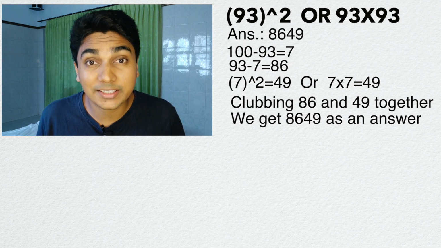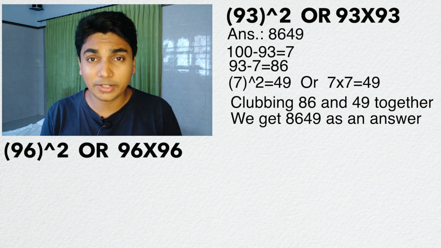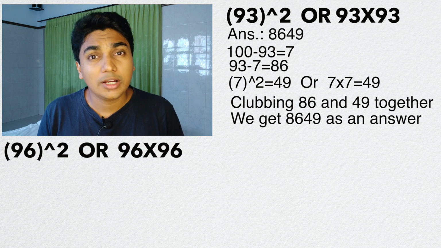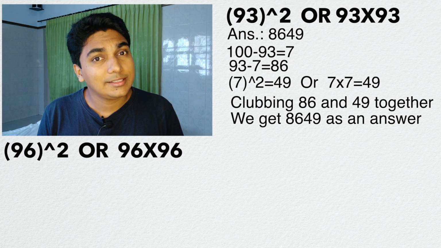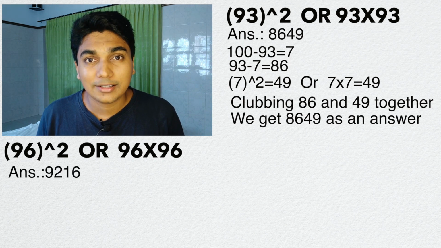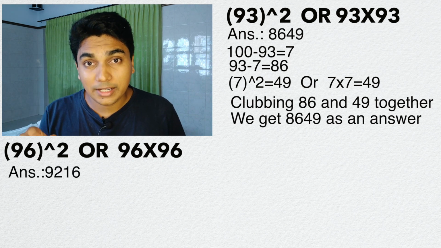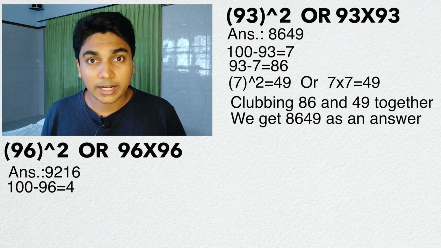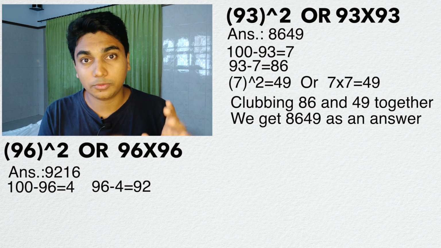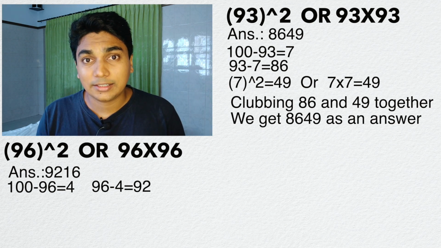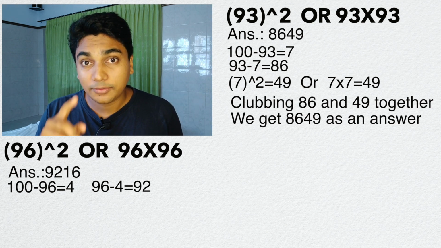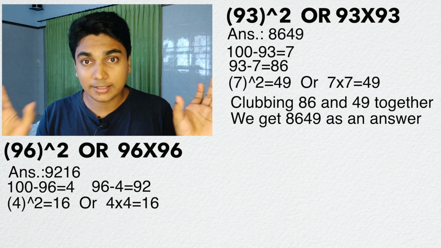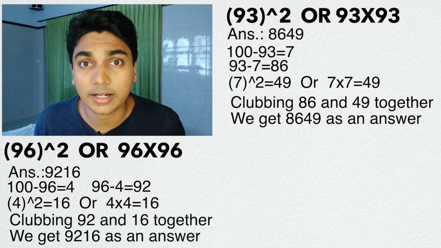What is 96 square? The answer is really simple. 9216. Again, take the difference, that is 96 to 100 is 4, right? Subtract that 4 from 96, you get 92. Keep it aside. Then square that difference, that is 4 square is 16. So 92 and 16. Club it together, you get 9216.